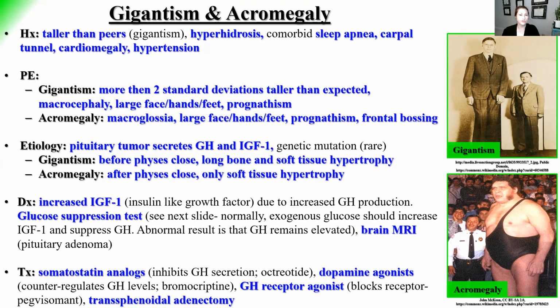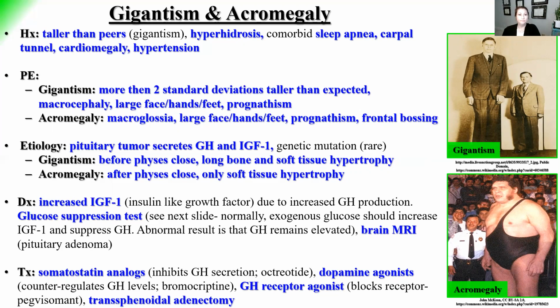Other history findings: hyperhidrosis, comorbid sleep apnea because of the overgrowth of the tissues in the throat, carpal tunnel syndrome because they get increased soft tissue growth in the very finite, very static canal of that carpal tunnel, cardiomegaly because their heart has to pump so much harder to get that blood up to the brain, and then hypertension, again kind of related to that.